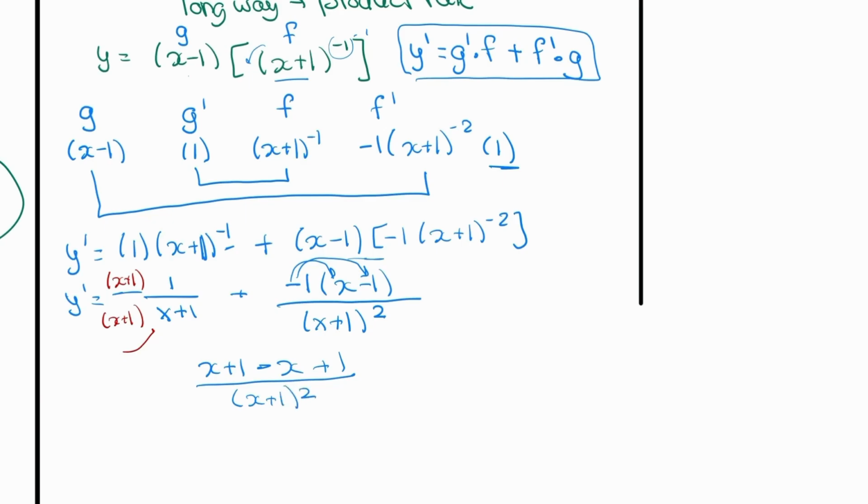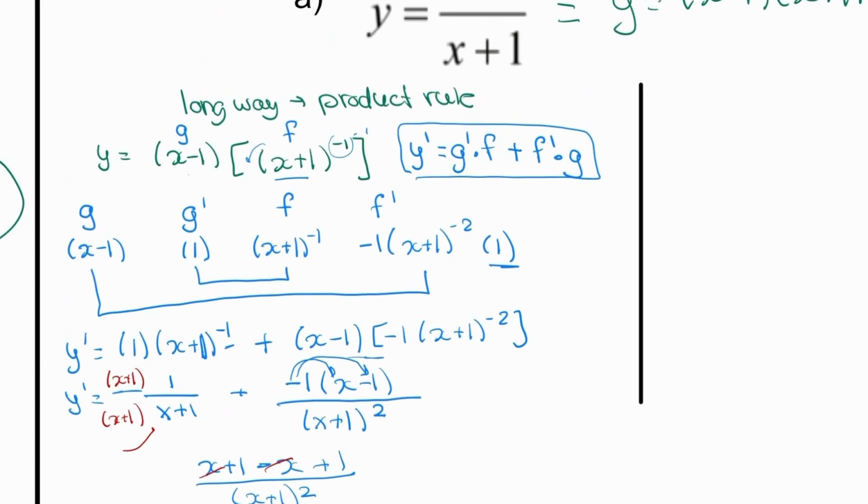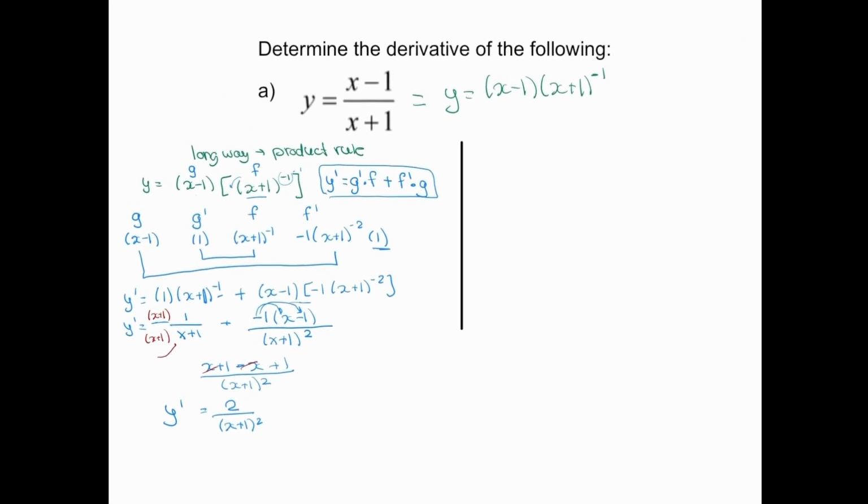I have x minus x. That gets rid of those. And that leaves me with 1 plus 1 on top. That leaves me with 2 over x plus 1 squared. My derivative, all the way back up here, the derivative of y equals x minus 1 divided by x plus 1 is going to be 2 over x plus 1 squared.